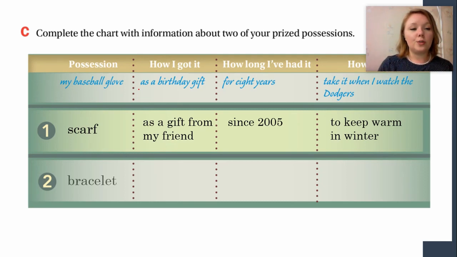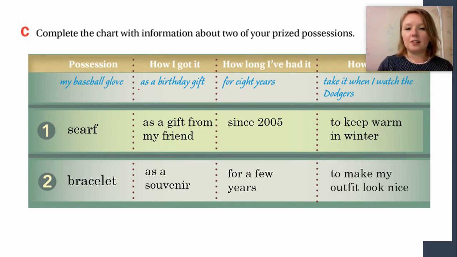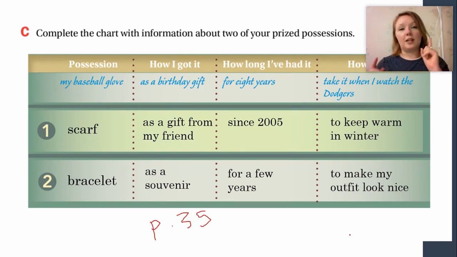Possession number 2 is the bracelet: how I got it, as a souvenir; how long I've had it, for a few years; and how I use it, to make my outfit look nice. So now you are going to fill in the blanks here on page 35 with information about 2 of your prized possessions. Okay?